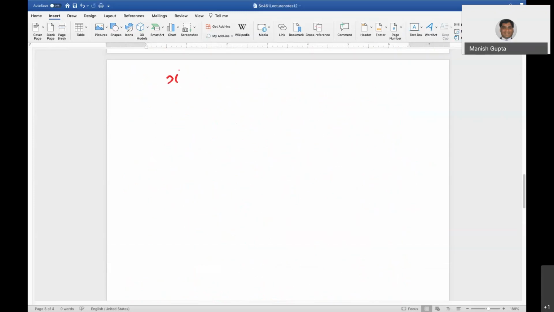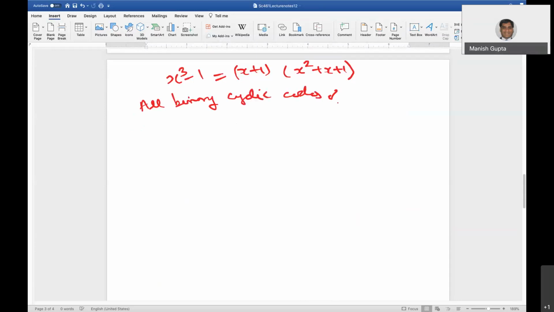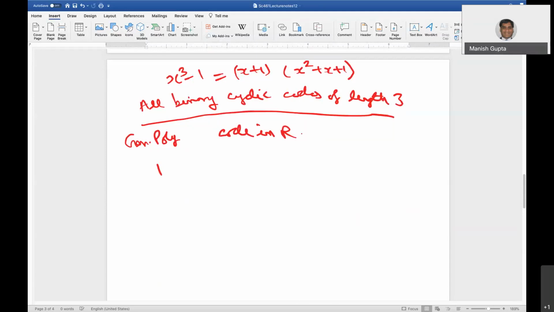So we know that x cube minus 1 can be written as (x plus 1)(x square plus x plus 1). Okay. And I can list all binary cyclic codes, all binary cyclic codes of length 3. Just look at the factors of x cube minus 1. So when we take the generator polynomial as 1, the code in R3 is all of R3, and the code in F_2^3 is all of F_2^3, the whole space, the trivial code.